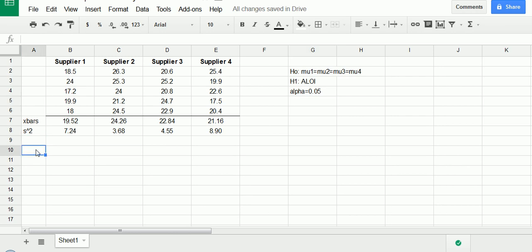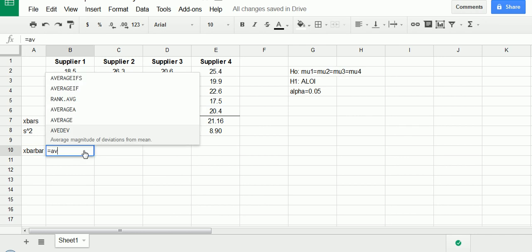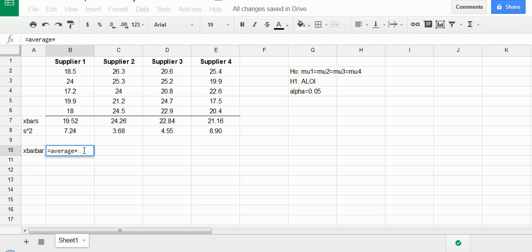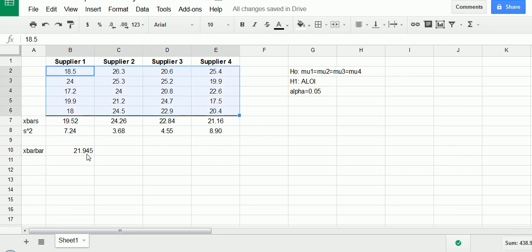So back to gathering information. We're going to need a grand mean, x bar bar, so that's an x with 2 bars on top. And that's going to be the average of either all of the x bars or all of the data. If you do it either way, you'll get the same value, and that's only because this is a balanced design. Okay, so let's move on.